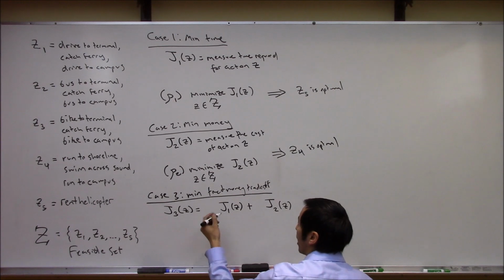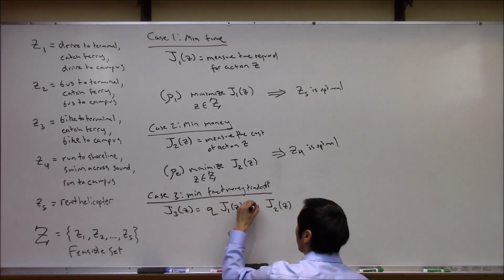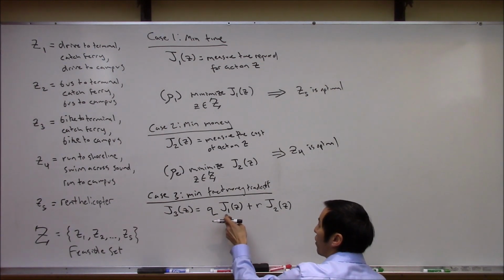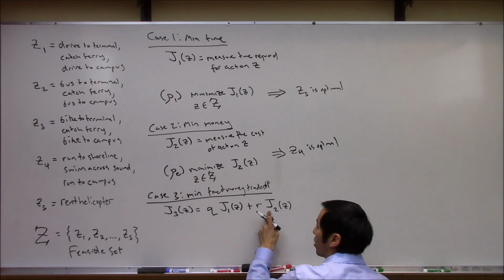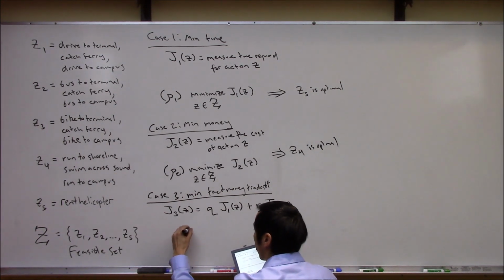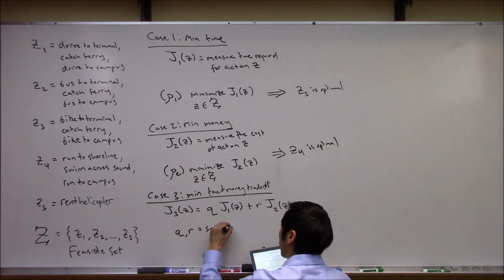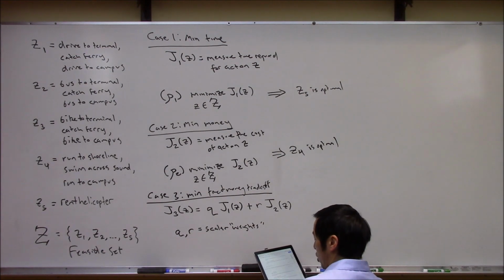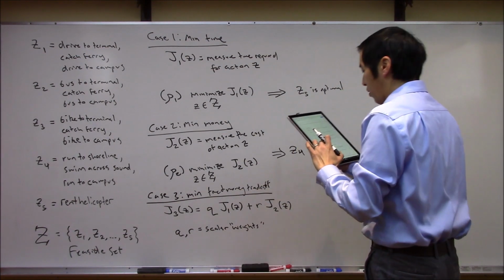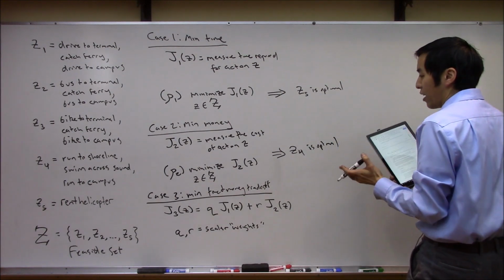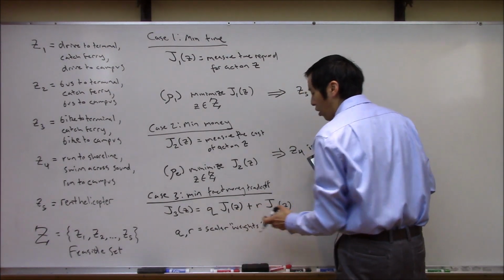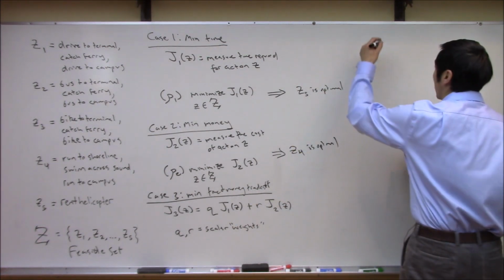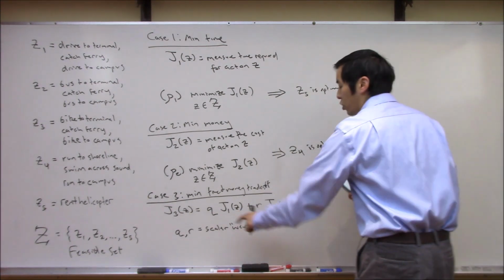And what I could do is put some scalar weights in front of these, which would allow me to trade off between how much I value time versus how much I value money. So in this case, Q and R are scalar weights that we can use to tune the optimization problem. Depending on Q or R, you can say, do I care more about time or do I care more about money? Just to write this down, maybe we should write down the problem.